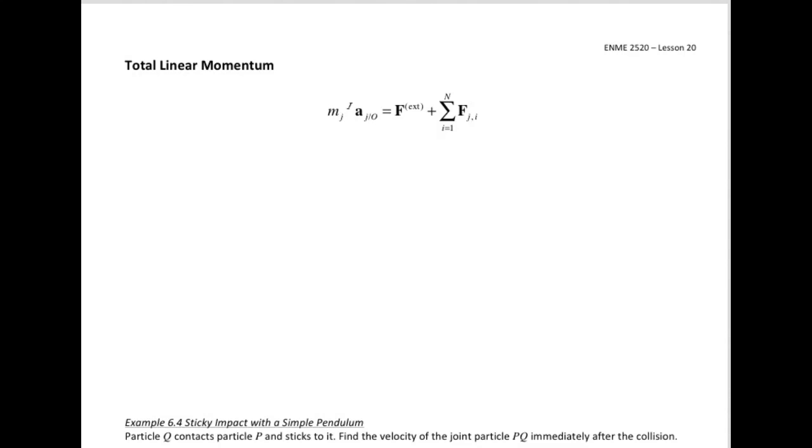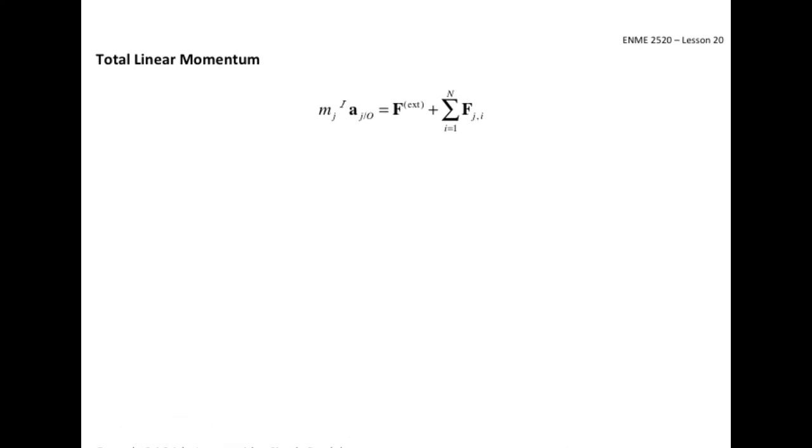The first way that we're going to do that is to look at this from the perspective of linear momentum of the entire system, and we call that total linear momentum. How we get there is we take our equation, which is mass of any particle multiplied times the acceleration of any particle is equal to the external forces and so forth, and we turn this into our momentum equation.